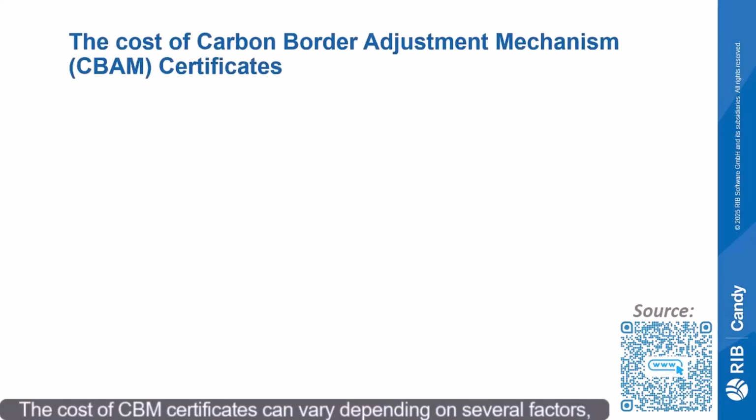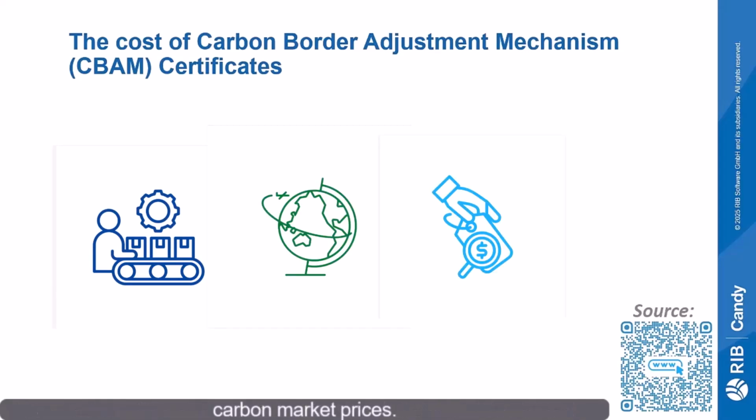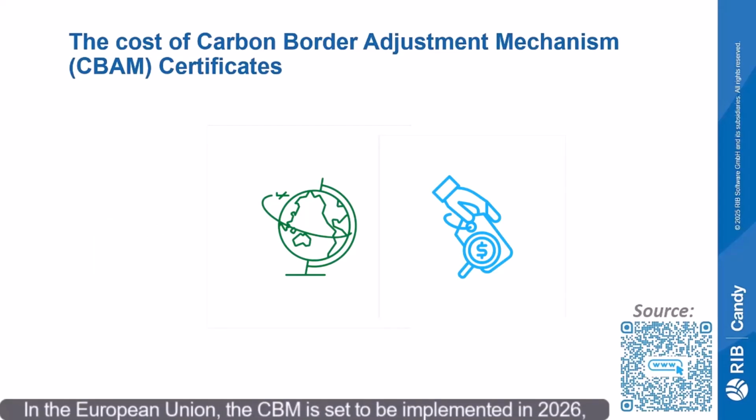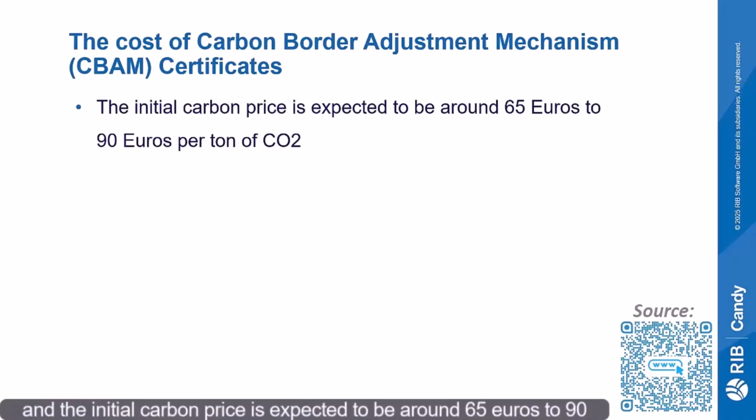The cost of CBAM certificates can vary depending on several factors, such as the type of product, the country of origin, and the current carbon market prices. In the European Union, the CBAM is set to be implemented in 2026, and the initial carbon price is expected to be around €65 to €90 per ton of CO2. However, this price is subject to change as the global carbon market evolves.